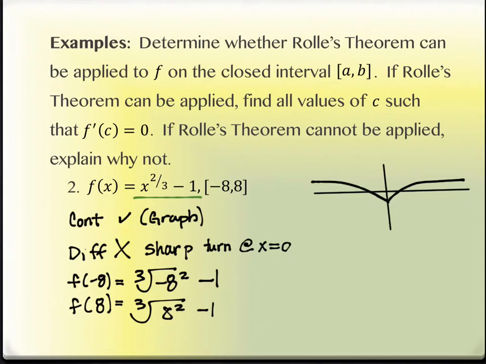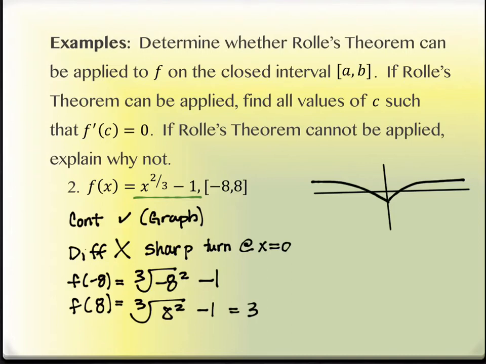All right, so let's do the positive one. What is the cube root of 8? Cube root's easier than the square part first. What's the cube root of 8? 2. What's 2 squared? 4. And 4 minus 1 is 3. You can let your calculator do it if you want to, but this one's nice enough to do on our own.